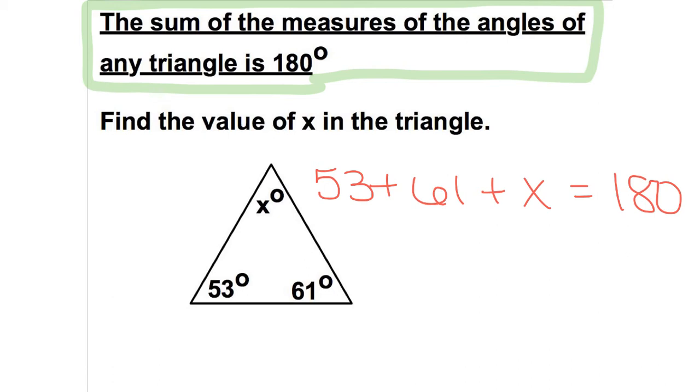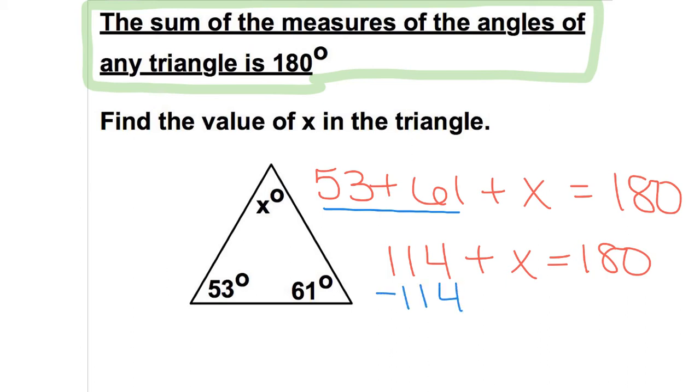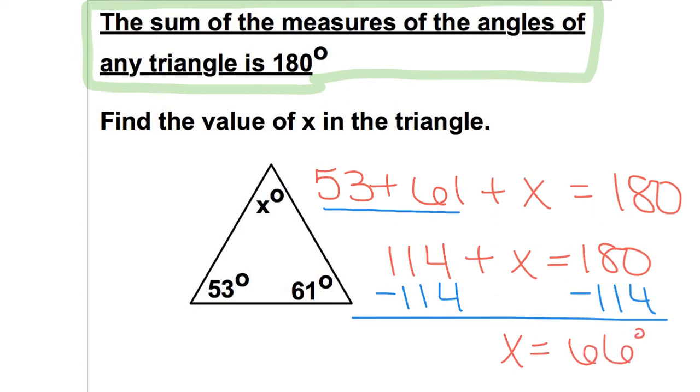So we've created this equation, and now it's time to solve the equation. First, I'm going to combine the like terms, and that's going to give me 114 plus x equals 180. And now I'm going to subtract 114 from both sides of my equation, and I find that x is equal to 66 degrees. So the use of our equations and knowing that when I add up the angles I get 180 degrees is going to help us find some missing information regarding our triangles.